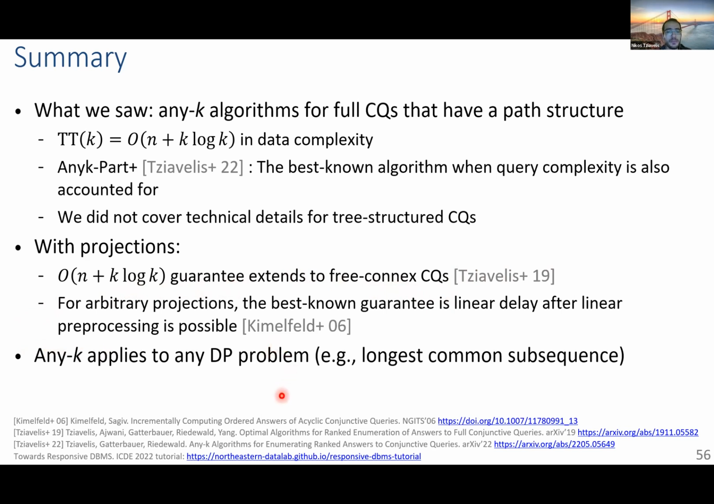I should also mention that our Anyk algorithms apply not just to queries, but to any DP problem, such as the longest common subsequence that Wolfgang talked about, because all of these problems can be represented in this graph representation, where our algorithms can directly apply.